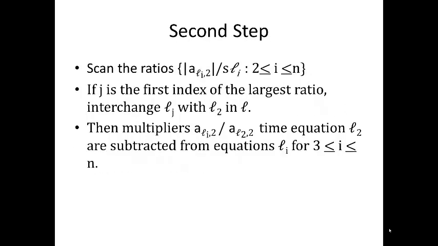For the second step, we'll scan the ratios a sub L sub i2 divided by S of L sub i for i from 2 through n. If j is the first index of the largest ratio, we interchange L sub j with L2. Then the multipliers a sub L sub i2 divided by a sub L2 2 times the equation L2 are subtracted from the other equations, and that gives us the zeros in the second column.